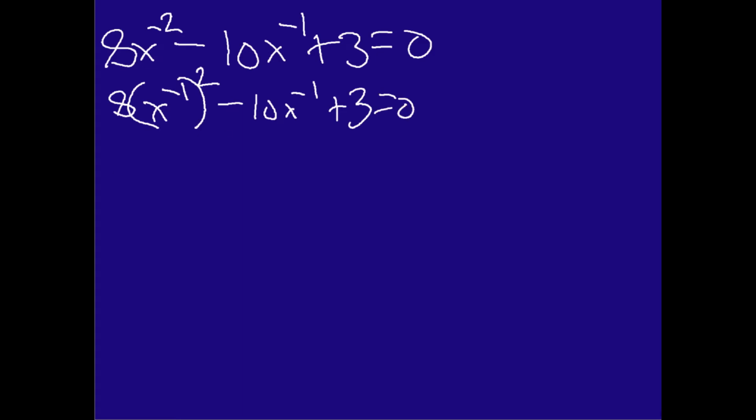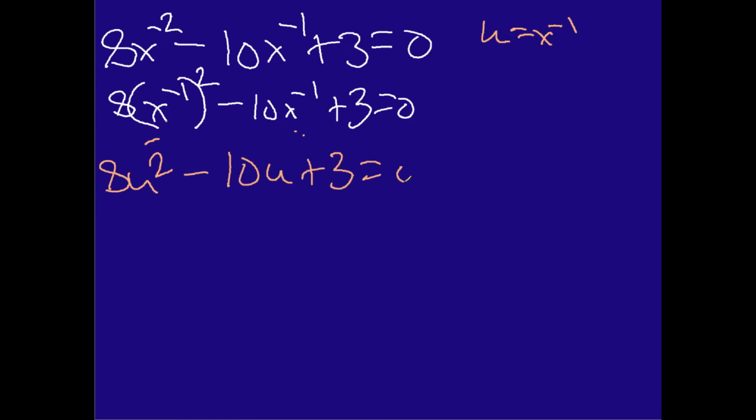All right, so now we can do our u substitution. And so this time our u is going to equal x to the negative 1, because that is what these two terms have in common now, that x to the negative 1. Therefore, following this idea, we get 8u squared, because x to the negative 1 is u, and then just raise it to the second power, minus 10u plus 3 equals 0.